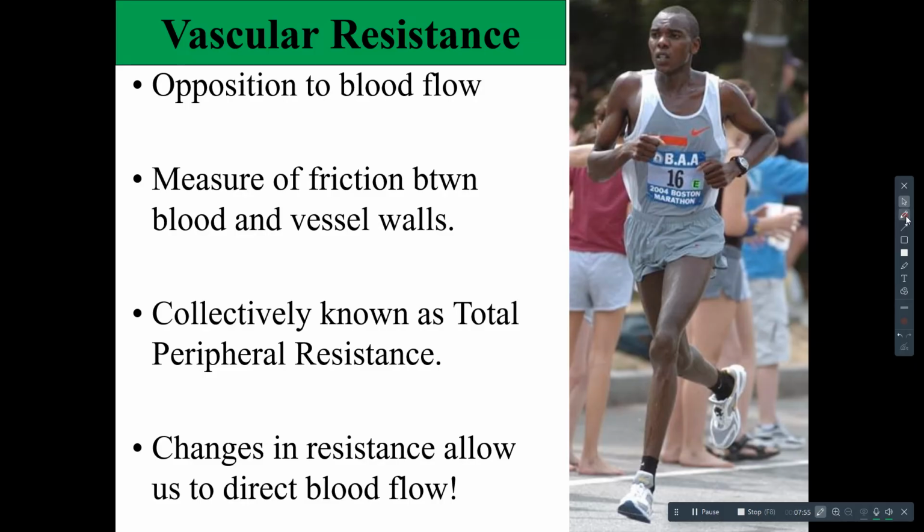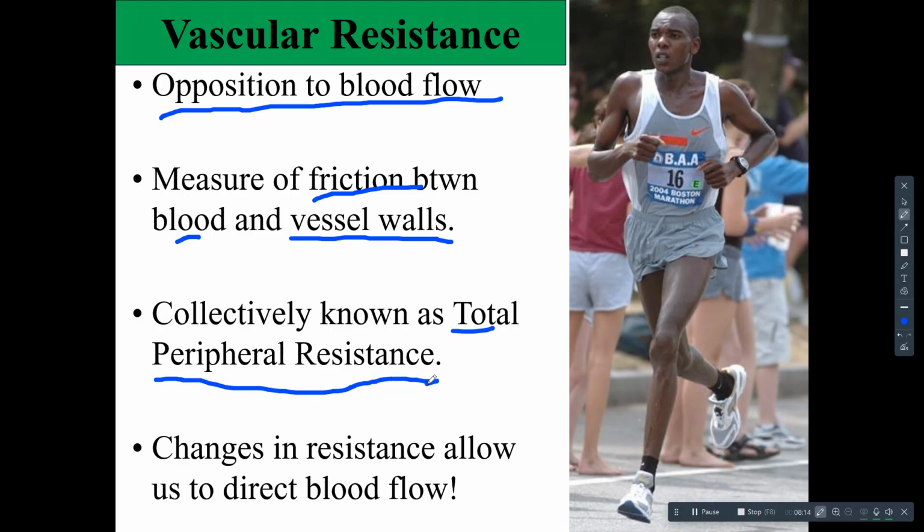resistance. Resistance in blood vessels is opposition to blood flow. It is basically a measure of friction between the blood and the vascular walls. When we talk about all of the resistance in our body, we use the term total peripheral resistance. And one of the important things about resistance is it allows us to direct blood flow. All right, we change resistance to direct blood flow.